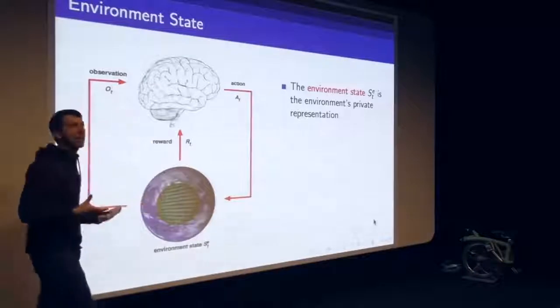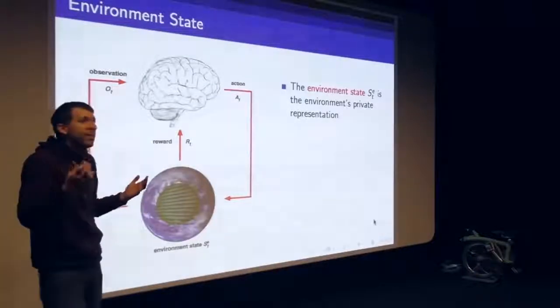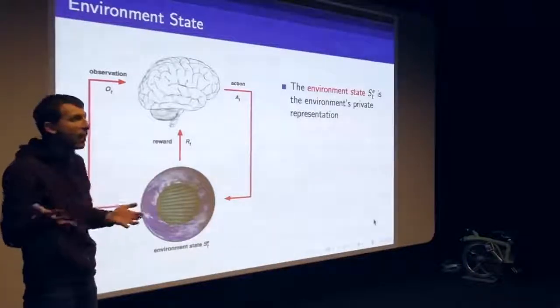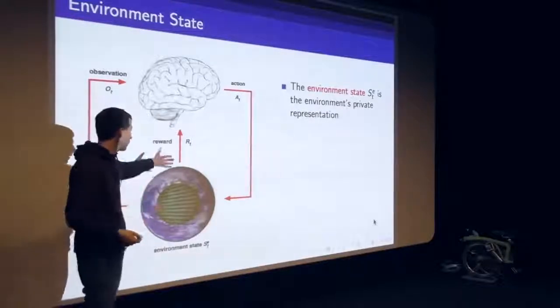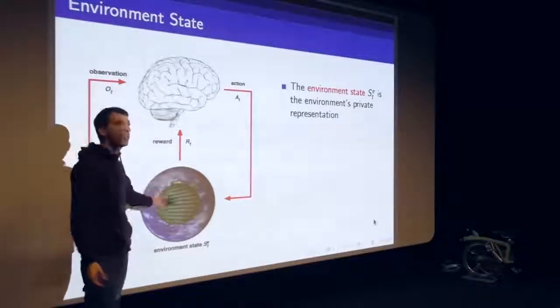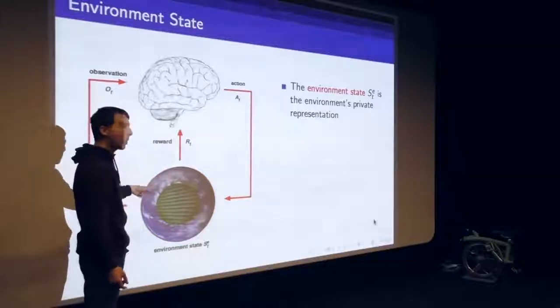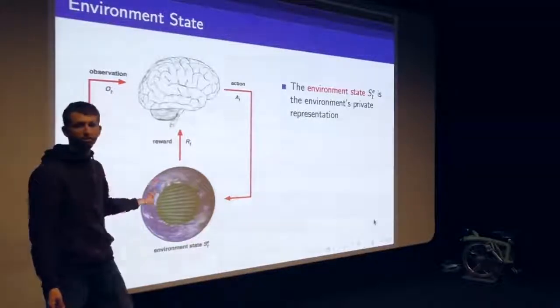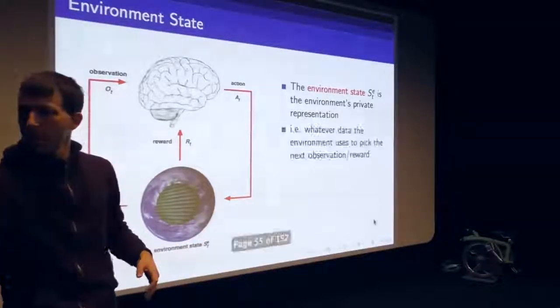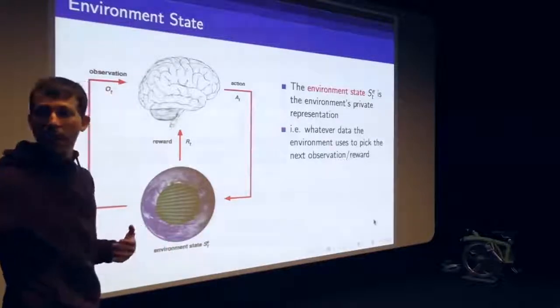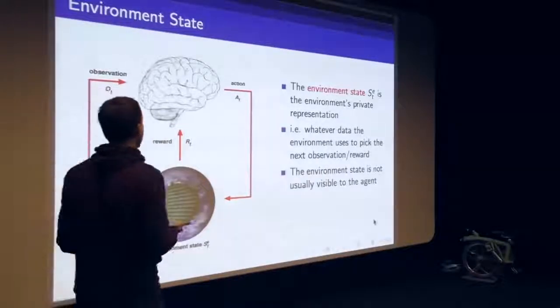And so we call that the environment state. This is literally, if you were to informally ask what state the environment is in, it's the set of numbers contained in here, the information that is necessary to determine what happens next from the environment's perspective. So the special thing about the environment is that it's not usually visible to the agent.